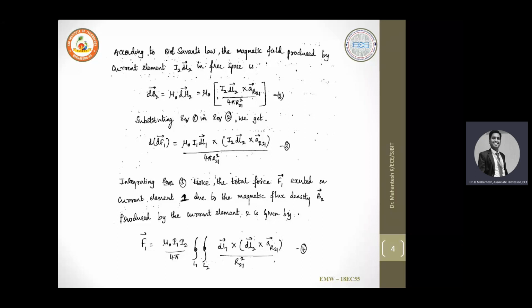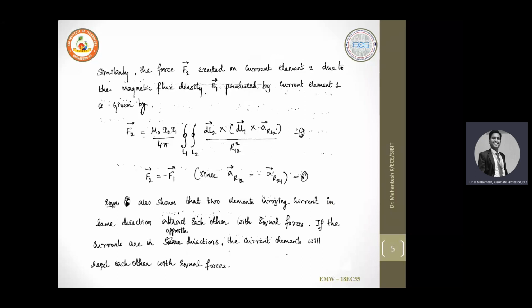Similarly, the force exerted on current element 2 due to the magnetic flux density B1 produced by current element 1 is given by F2 = mu naught I2 I1 by 4 pi, line integral over L1 and L2 of dl2 cross (dl1 cross a_R12) divided by R12 square. We can write the relationship between F2 and F1 as F2 = minus F1, since a_R12 is equal to minus a_R21.